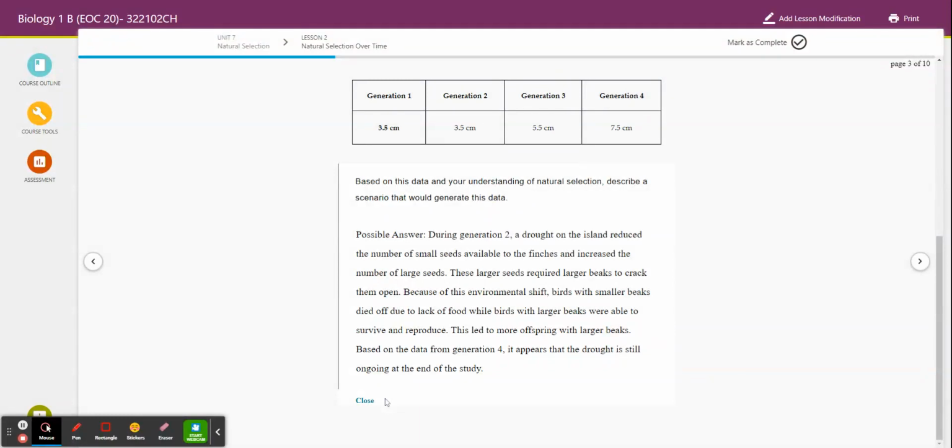A possible answer: during Generation 2, a drought on the island reduced the number of small seeds available to the finches and increased the number of large seeds. These larger seeds required larger beaks to crack them open. Because of this environmental shift, birds with smaller beaks died off due to lack of food, while birds with larger beaks were able to survive and reproduce. This led to more offspring with larger beaks. Based on the data from Generation 4, it appears that the drought is still ongoing at the end of the study.